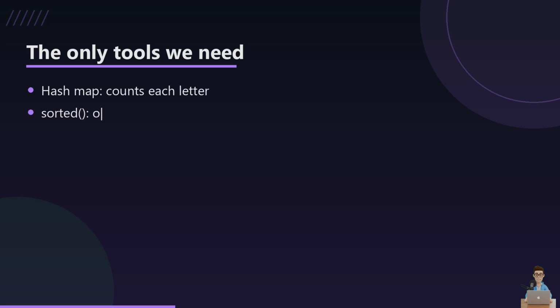A hash map here is like a tally sheet. One glance tells you how many of each letter you've got. Sort those letters alphabetically, then all we do is glue strings together. That's genuinely the whole toolbox.